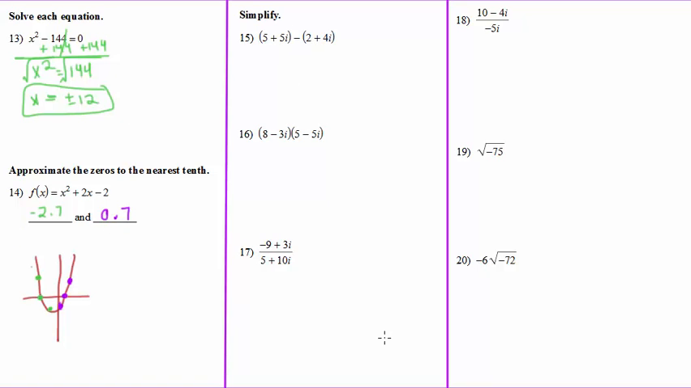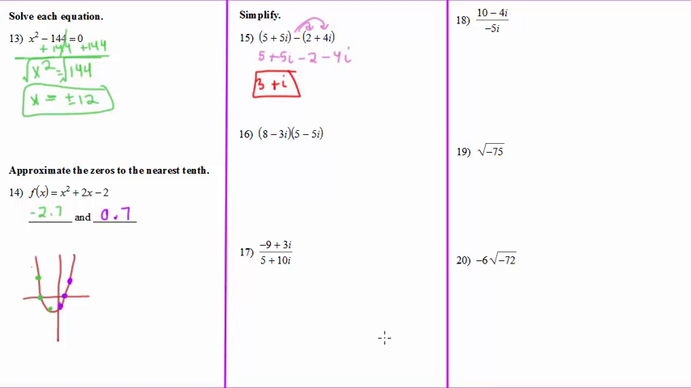Now 15 through 20, I am trying to simplify things, and so what matters is, here we're subtracting, so remember we've got to distribute that negative and then add like terms. So minus 2 minus 4i, I've got 5 minus 2, which is 3, and 5i minus 4i, which is 1i, or just i, so that's 3 plus i. But what mattered is that we're subtracting between them.